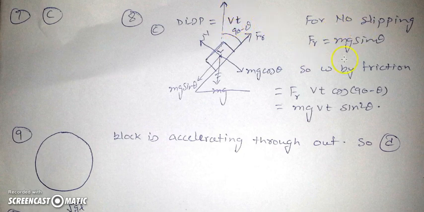So for no slipping, friction is mg sine theta, and work done by the friction will be force, which is mg sine theta, into displacement into cos of the angle between them. The angle between displacement and friction is nothing but 90 minus theta. We can take this as theta, so this will be theta and this will be 90 minus theta. So cos of 90 minus theta is sine theta, and here also friction is mg sine theta, so we get mg vt sine square theta is the work done by friction in time t.